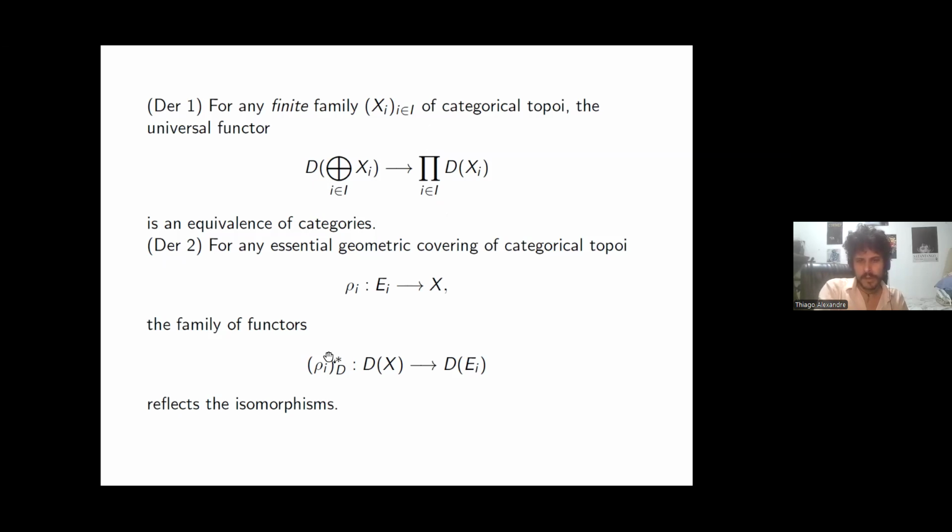Because it admits this version, for any geometric covering of categorical topoi, a geometric covering just means that we consider the family of inverse image components of these geometric morphisms, we have a jointly conservative family of functors, right? Basically, a derivator preserves this property. So if you have an essential geometric covering, then the family of functors of inverse images reflects the isomorphisms. So jointly reflects the isomorphisms, right?